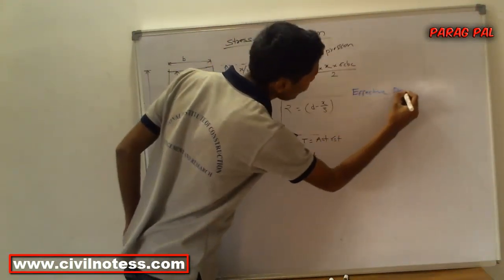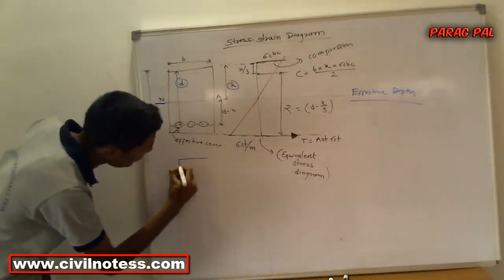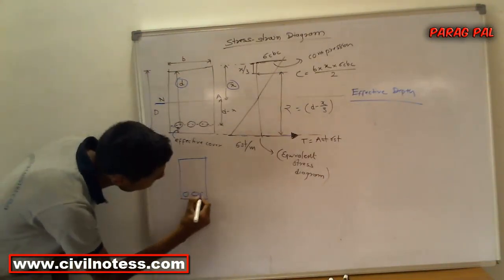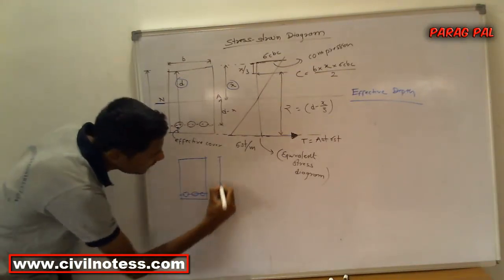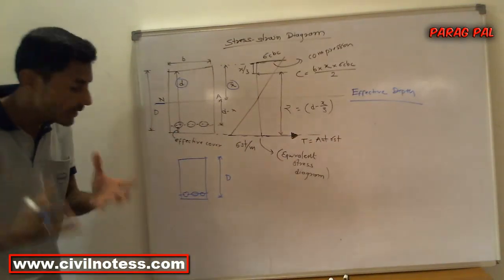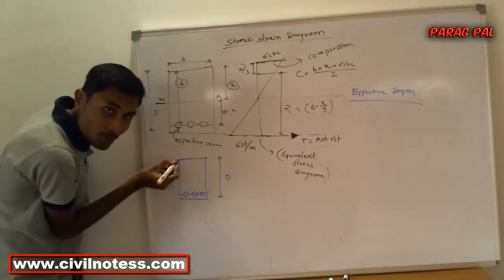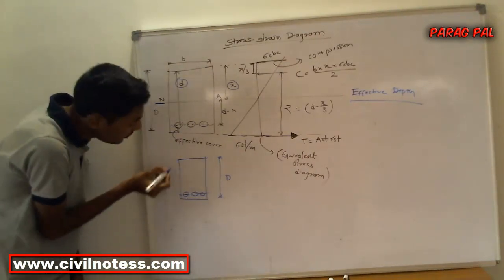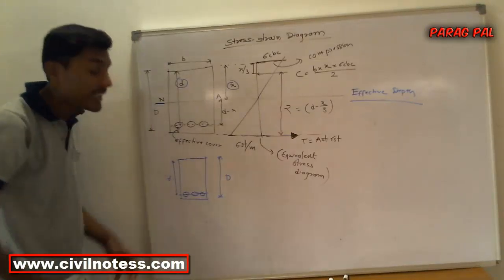This effective depth, for example, is like here one section of the beam. The reinforcement is provided over here. The total distance up to this is capital D, but the effective depth is from the topmost portion to the center of the diameter of the bar.